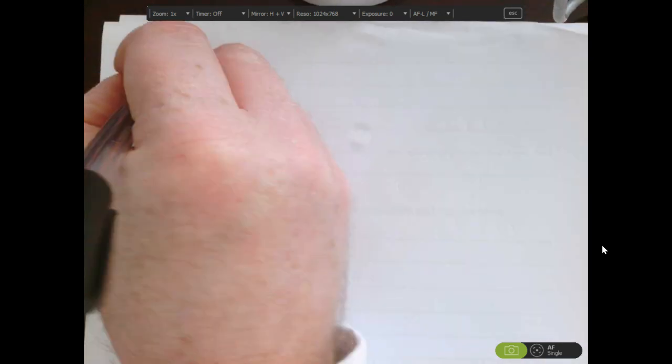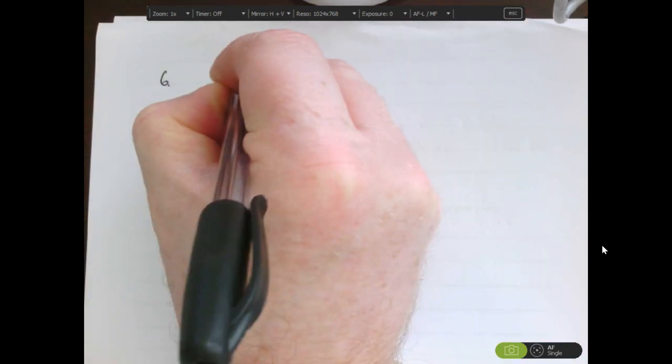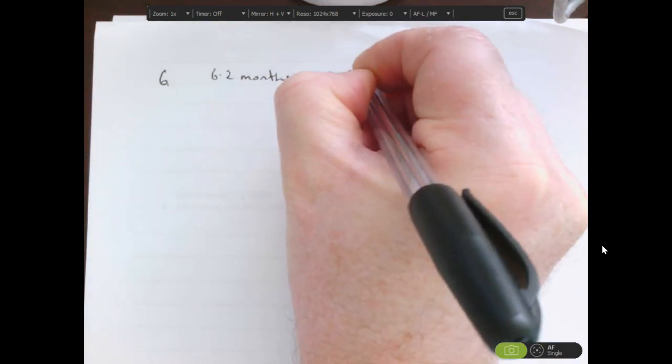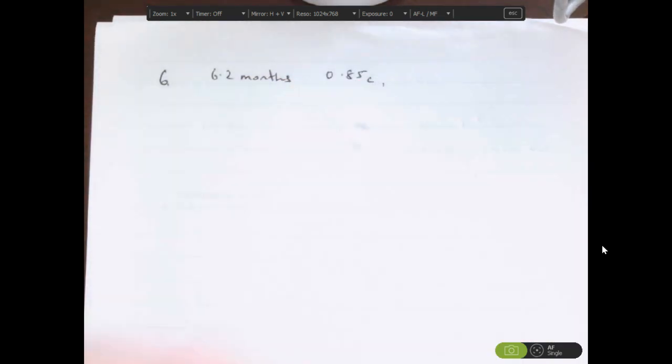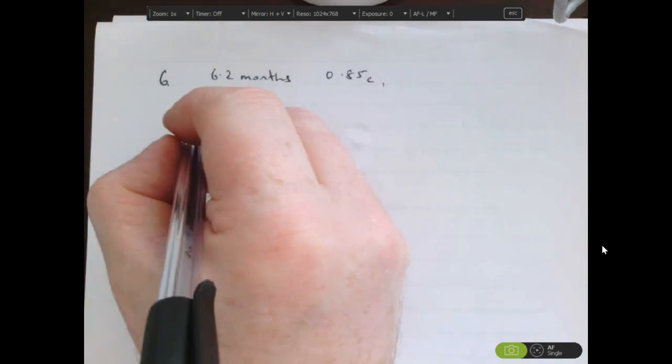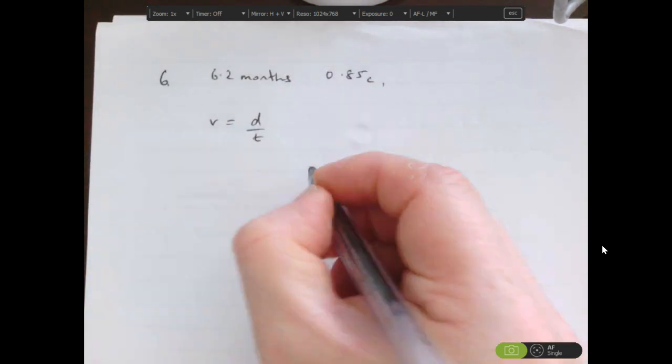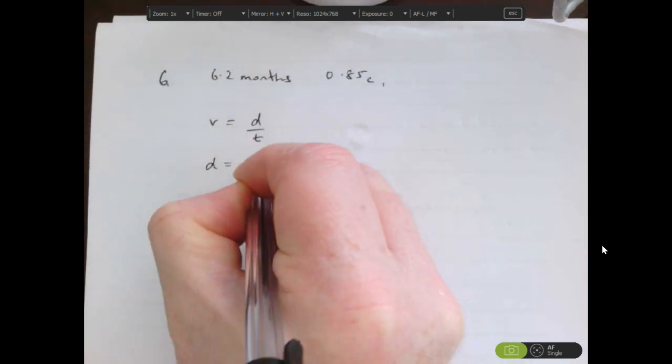Okay, so let's try and do that. Let's find out how far it is away first. So this is question 6. They've been travelling for 6.2 months at 0.85 C. So let's have a look at the distance. Velocity equals distance over time. So distance would equal velocity times time.